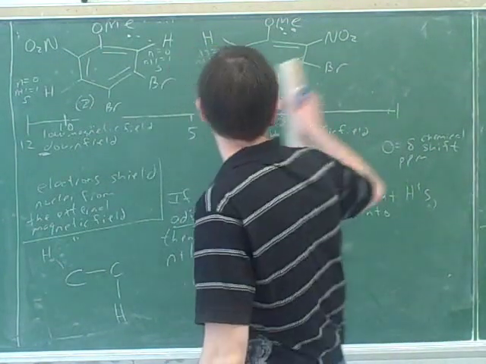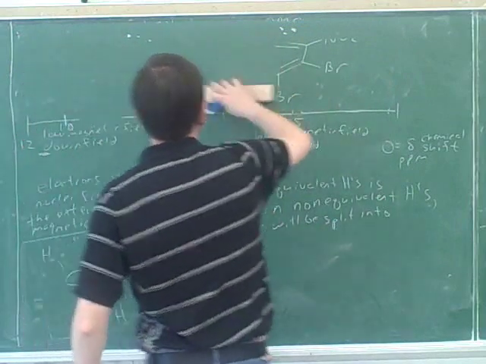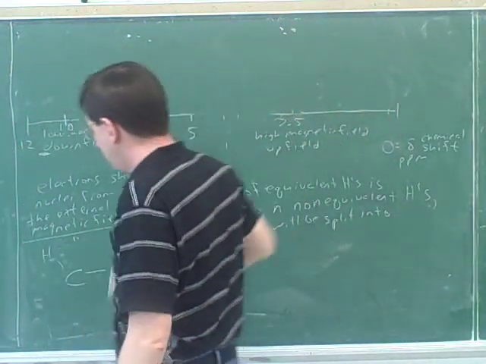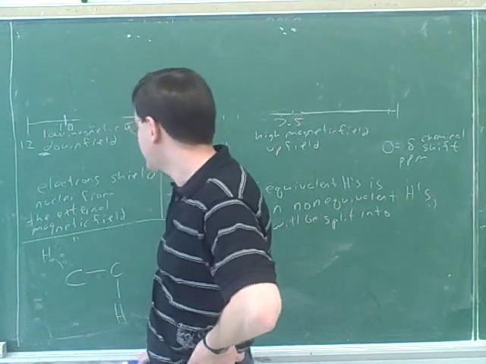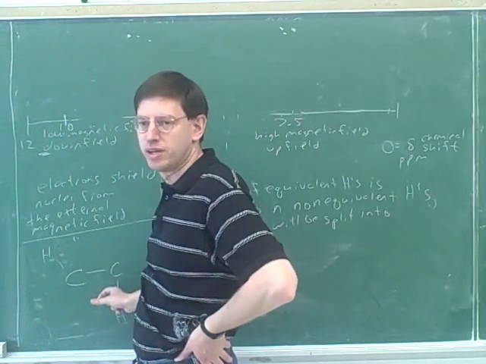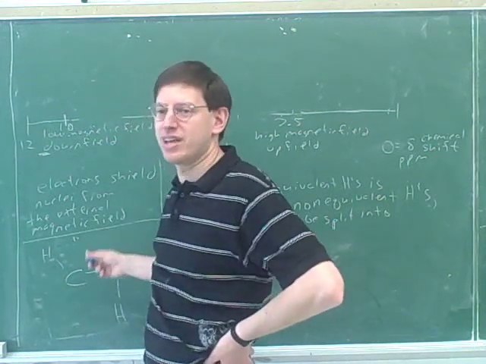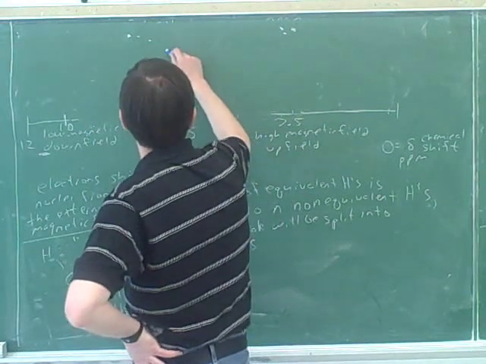That make sense? Okay. That would be a good example to try again. Now remember I said that usually you only have splitting over a distance of 3 bonds or fewer. Sadly, in many cases in spectroscopy there's exceptions. So there's exceptions here for alkenes.